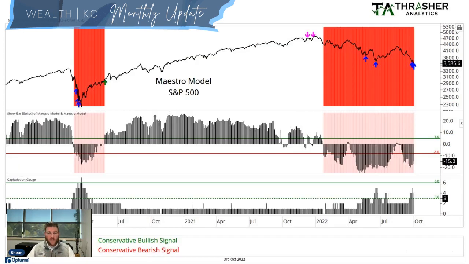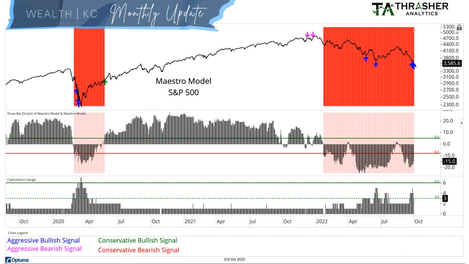This is a look at Thrasher Analytics' Maestro model. It has a lot of different things built into it, things like trend and sentiment, economic indicators, volatility, a lot of things combined into one number. What I want to show here, it's kind of hard to see in the top right, we've got a blue line. My camera is blocking it. You can see in the bottom left that those blue arrows represent an aggressive bullish signal. In the last couple of instances over the last few years, when you've gotten one of these blue aggressive bullish signals, the market has shown some strength over the following weeks.